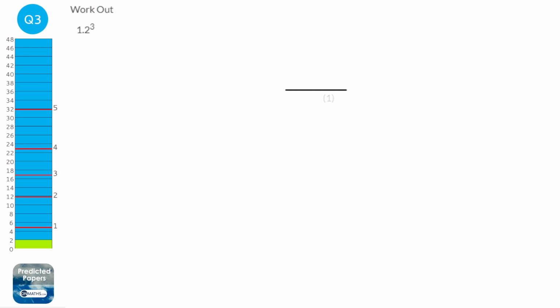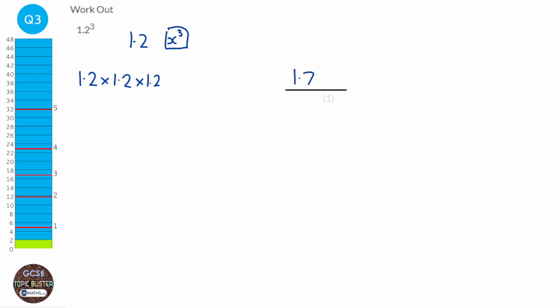So we can either use the calculator to work out what 1.2 cubed is, or we can do 1.2 times 1.2 times 1.2. Now if you want to use the calculator to go straight there, you're going to type in 1.2, and then normally there's a button that looks like this, X with a little 3, and that will give you the answer. Or if you're not sure how to do that, you can times it by itself 3 times, and you get the answer 1.728.